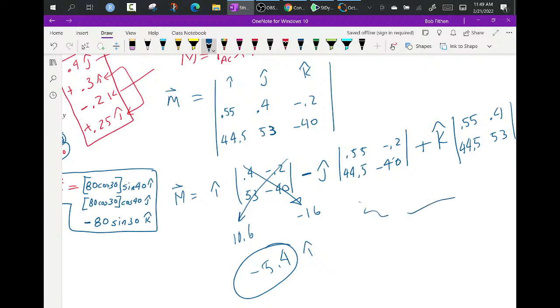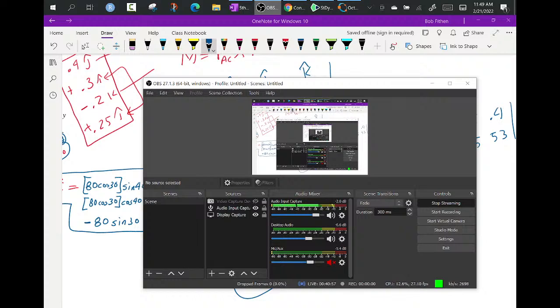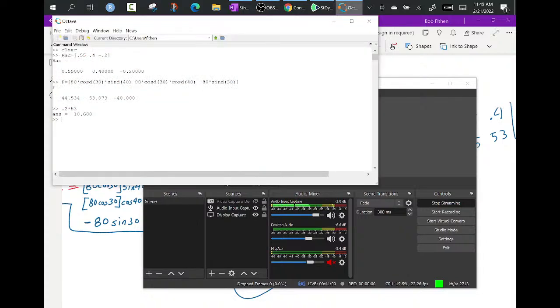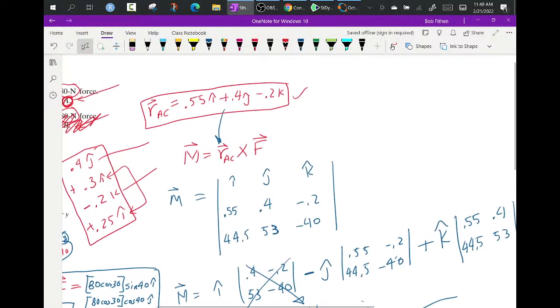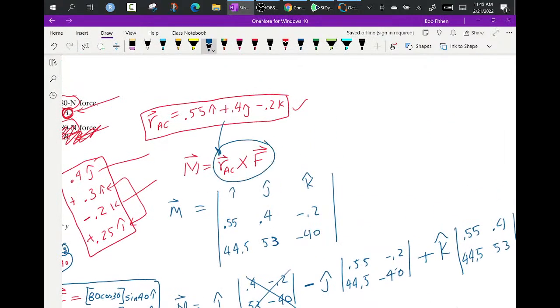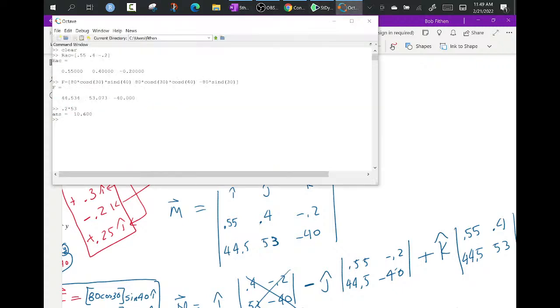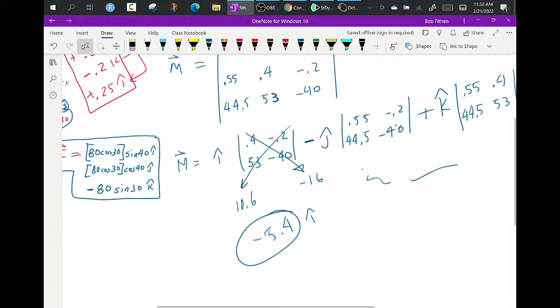And then I can do the same thing over here, but here's the beauty. I've got F in there, and I've got R. So this says take R, cross it with F. So I'm going to cross R_AC with F. And there you go, there's your answer. So MATLAB, Octave, whatever, will do this.